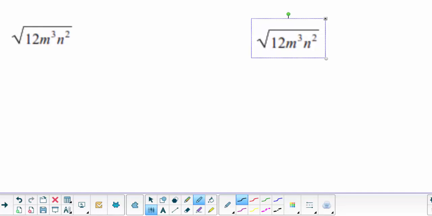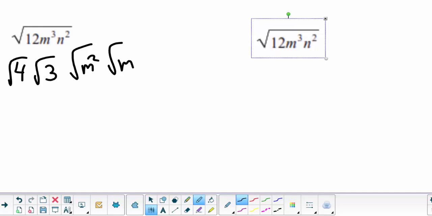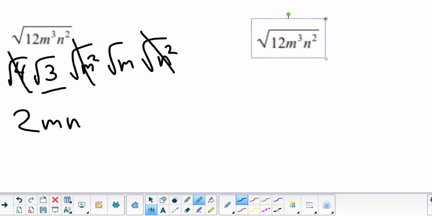All right, let's go ahead and try this one here. I'm not going to do the factor method here, I'm just going to do the perfect square. So the perfect square in 12 is a 4, right? So we have radical 4 times radical 3. And then the m cubed, we want to break apart so we have squares. So I've got an m squared, and then one more m left over. And then I've got the n squared. So the square root of 4 is 2, the square root of m squared is m, and the square root of n squared is n. Now we have the 3 and the m left over. So I've got radical 3m. That would be our final answer.